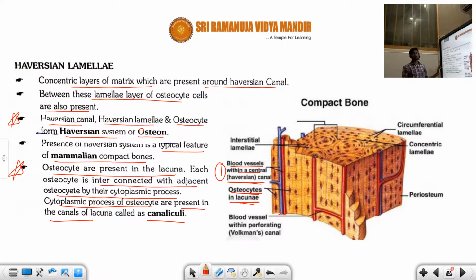Osteocyte has a cytoplasmic process. This cytoplasmic process is associated with the other adjacent osteocyte, which also has a cytoplasmic process. So the cytoplasmic process of one osteocyte makes an association with the cytoplasmic process of the other osteocyte, and that forms a connection that is called what? Canaliculi. This is a very important point, student.